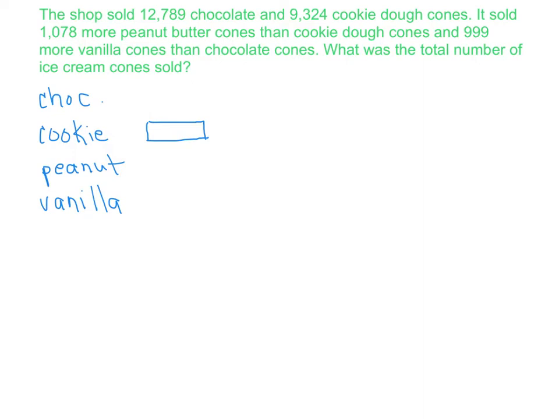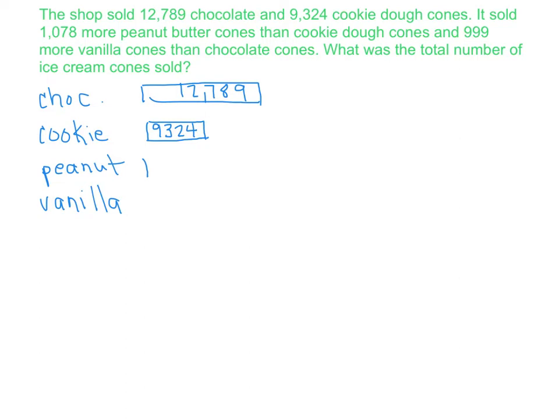The shop sold 12,789 chocolates. So let's give the chocolate a bigger box. And it's 12,789. And then it sold 9,324. So this one would be 9,324. It sold 1,078 more peanut butter cones than cookie dough.